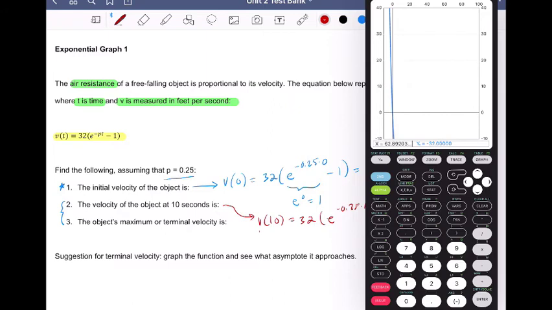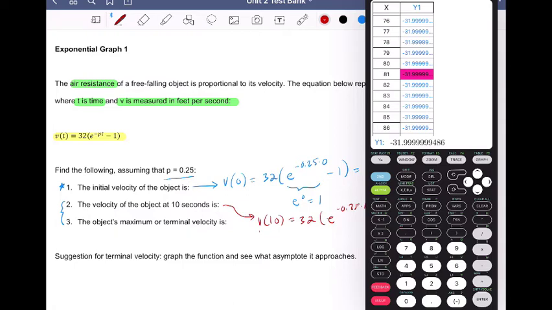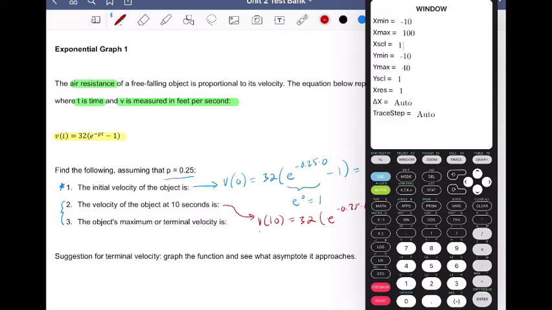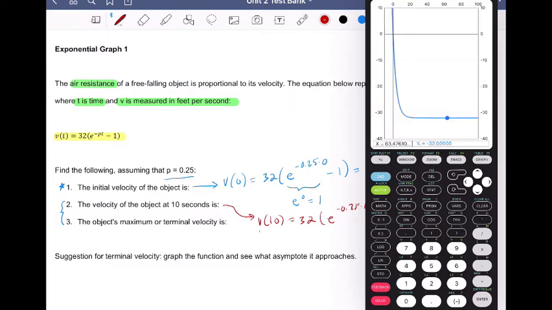So here, the shape of this graph, let's go back to the table. Maybe I misread something. Oh, negative 32. Sorry about that. You go to window, you want to do our y min at negative 40, and the y max at 10 or something. Keep it simple. There's the shape I'm looking for. Really distinct shape. So we're approaching negative 32.